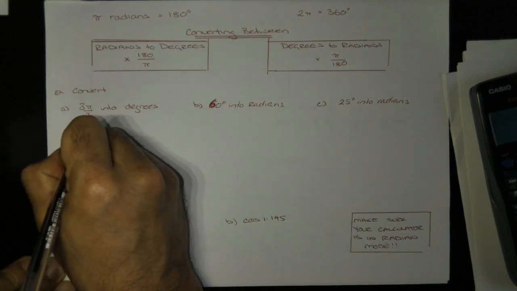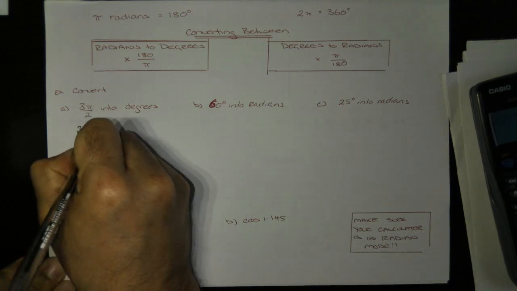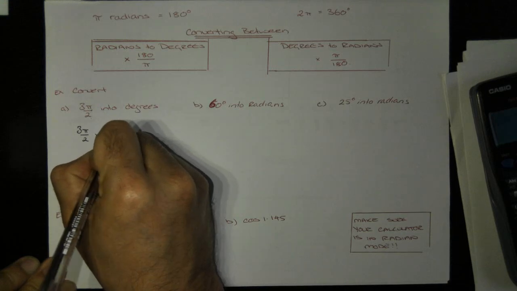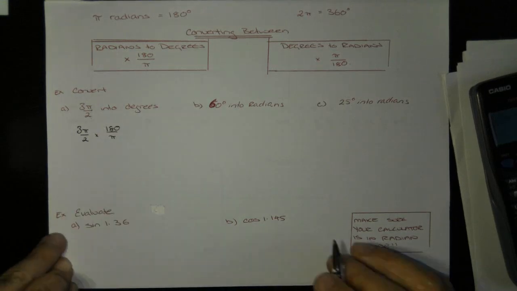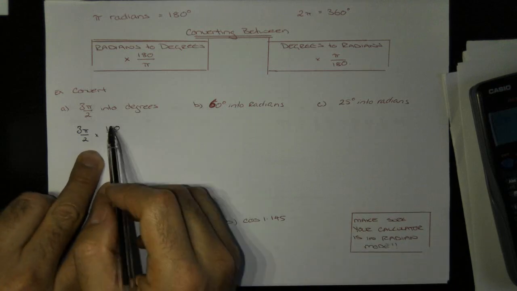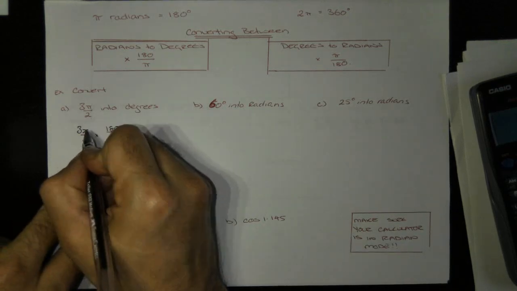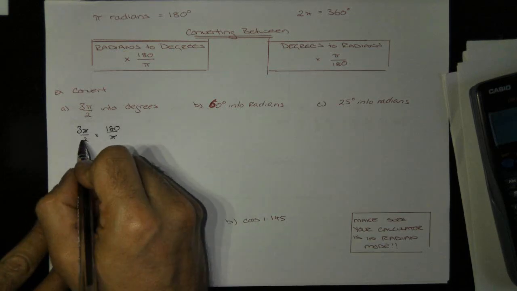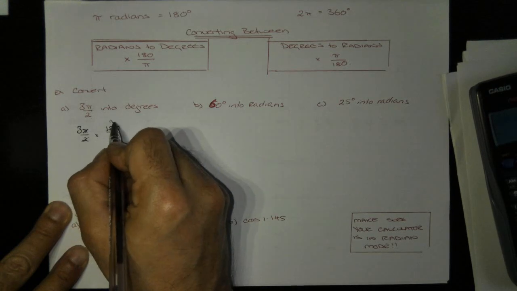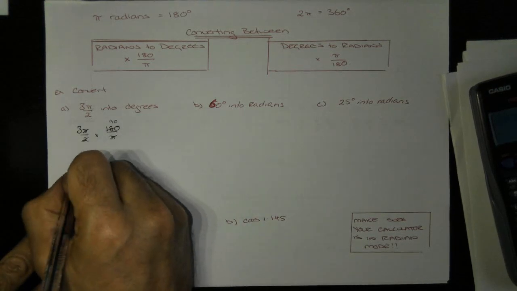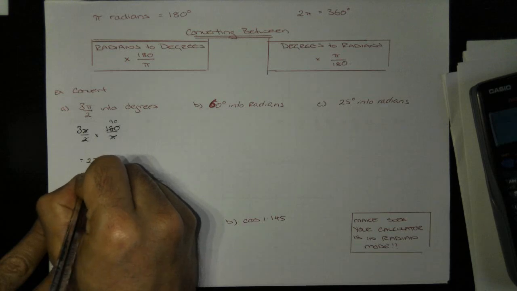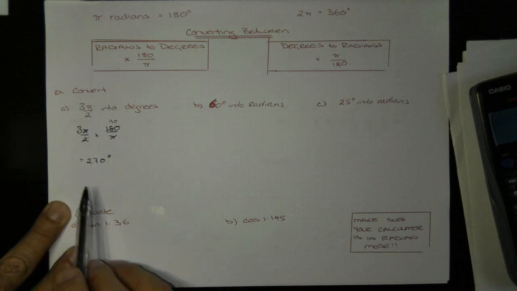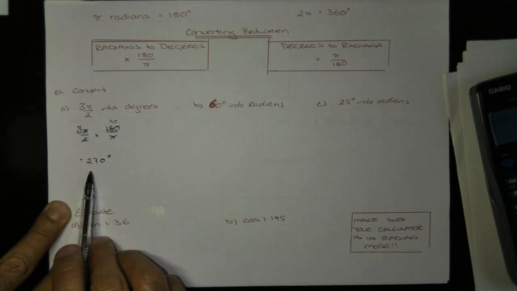So what I'm going to do is I'm going to multiply it by 180 over pi. And I kind of know that pi has to go on the bottom because this is going to eliminate each other out. Yeah, so the pi's cancel each other out. 2 goes into 180, 90. 3 times 90 is 270 degrees. Okay, so 3 pi over 2 is worth 270 degrees.